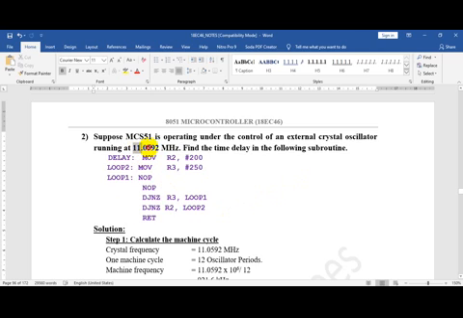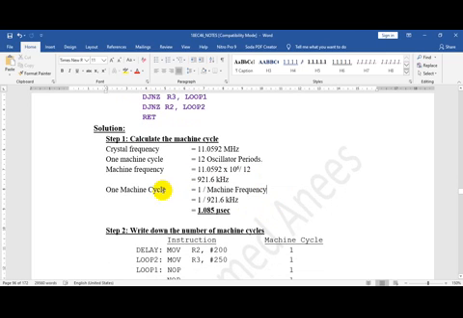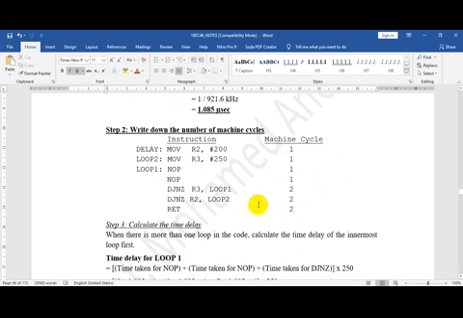So first we shall calculate the value of one count. We have a crystal frequency of 11.0592 megahertz divided by 12, and you get 921.6 kilohertz. So one count will be equal to 1.085 microsecond. Now let us note down the number of machine cycles each instruction takes.